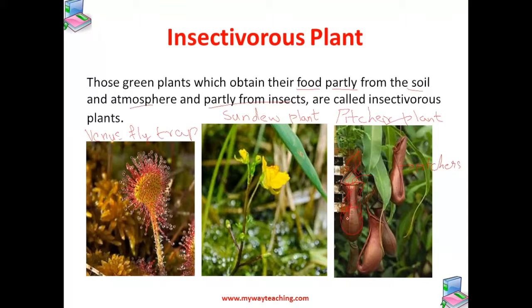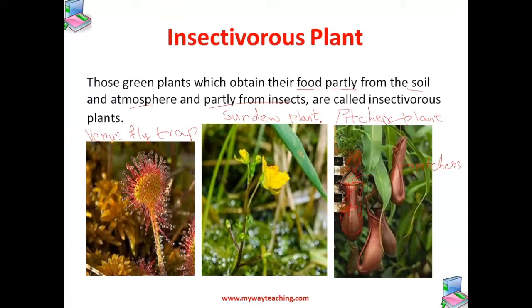Further, the proteins that are digested from the insect are formed into simpler nitrogen compounds. And what happens then? These simpler nitrogen compounds are absorbed by the walls of the pitcher and used by the whole pitcher plant.